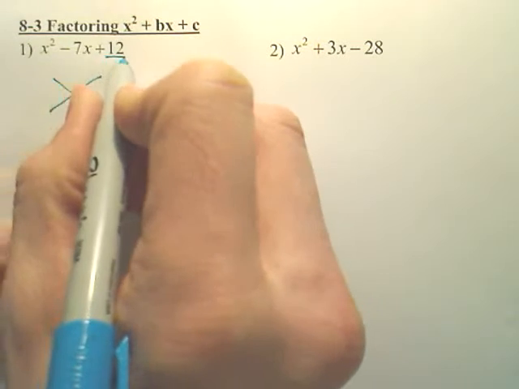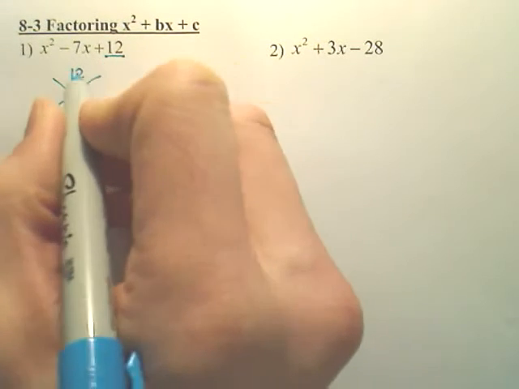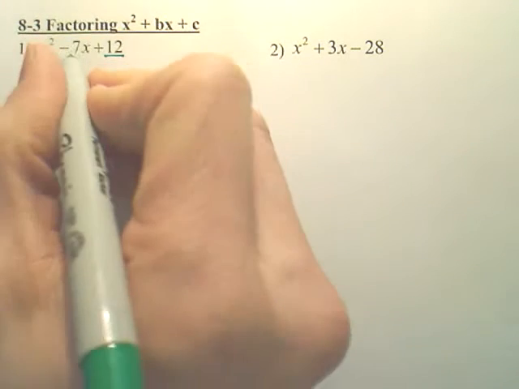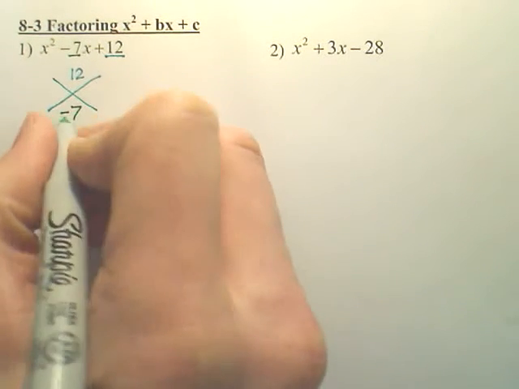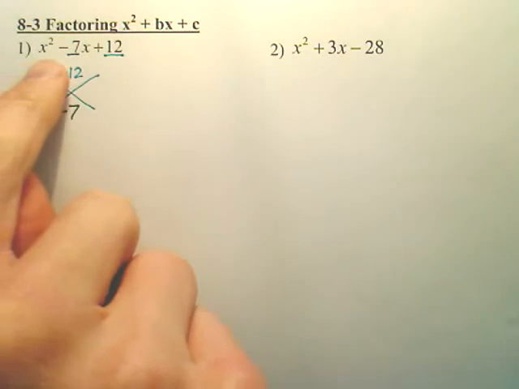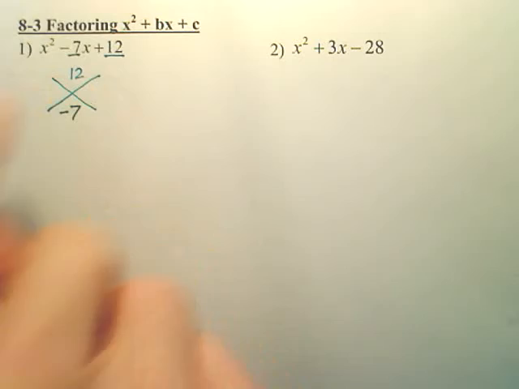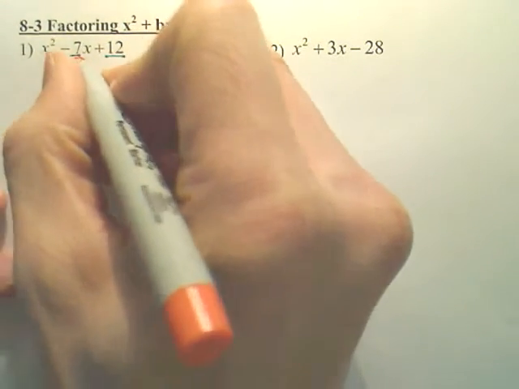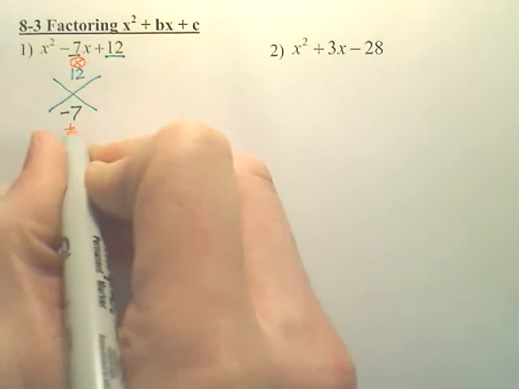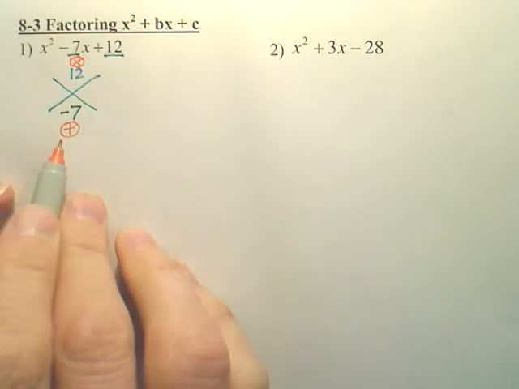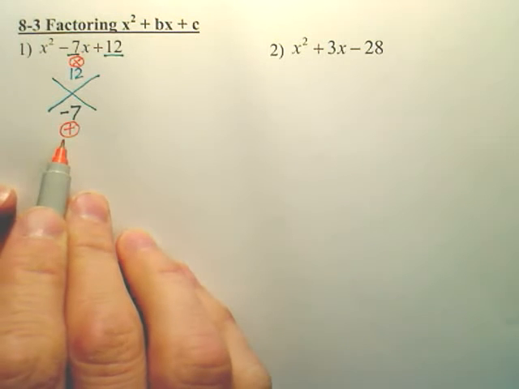And the trick is basically you put that 12 on top, you put the last number on top, and then you're going to put the middle number on the bottom. And then from there you're trying to find two numbers that multiply together to get the top. Again, you're trying to multiply to get the top and add to get the bottom. So two numbers that multiply to get 12 and add to get negative 7.